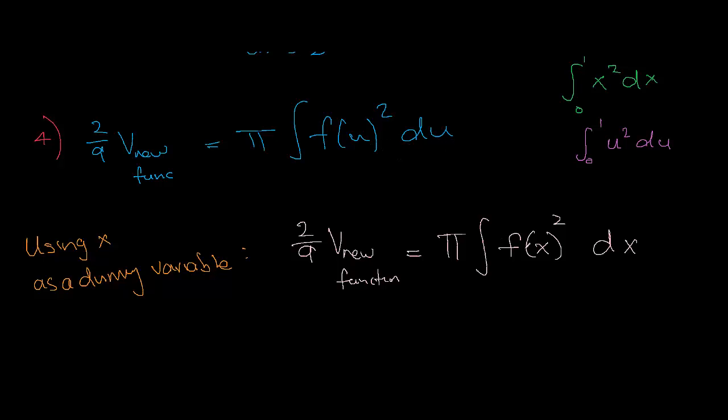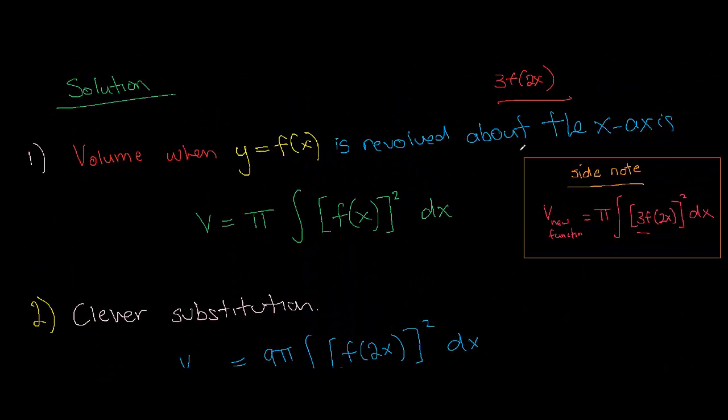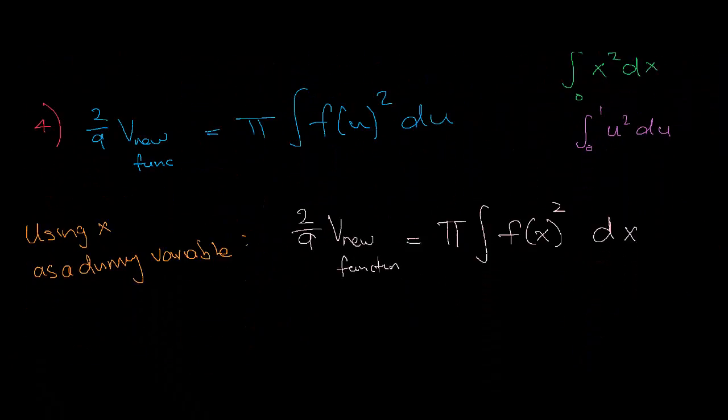We could use u's, x's, t's, whatever, as long as we change everything consistently. Now, what is this? The pi times the integral of f of x squared dx. Remember from the top here we had the volume V, which is just the volume we get when we rotate just this one, not the fancy function, not that 3 times f of 2x thing, just this one. So pi times the integral of f of x all squared dx equals V. Right. So that's exactly what we've got down here.